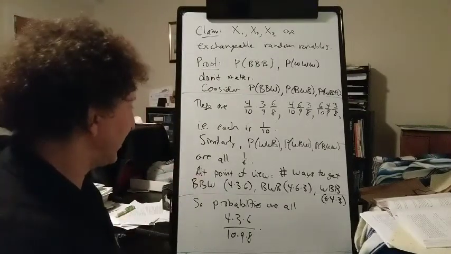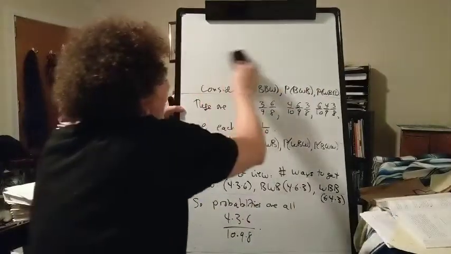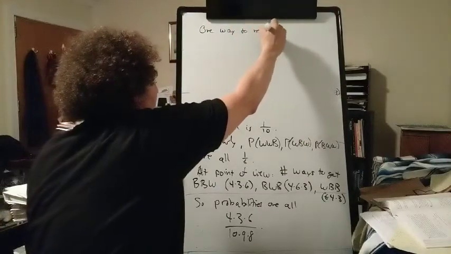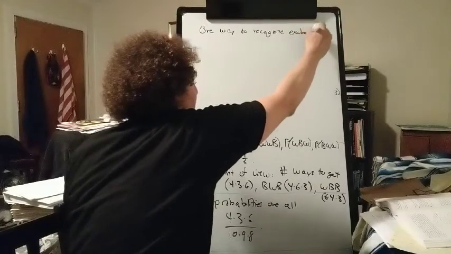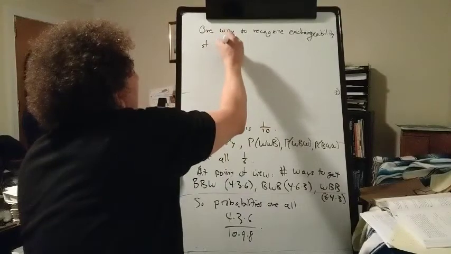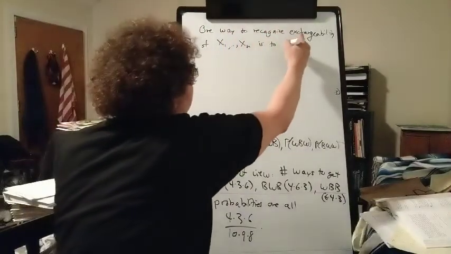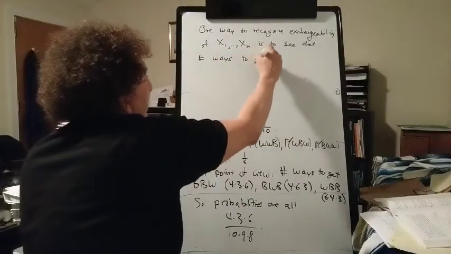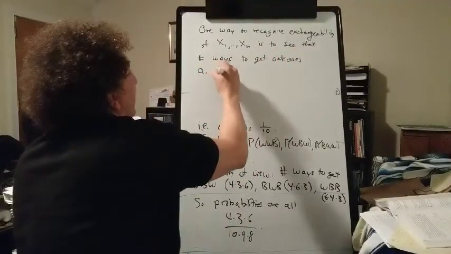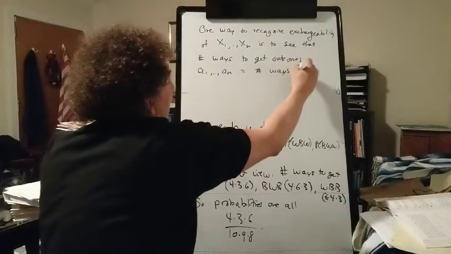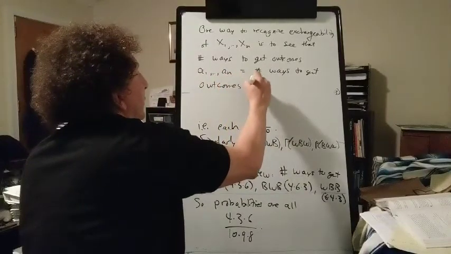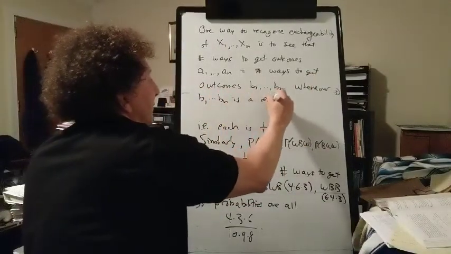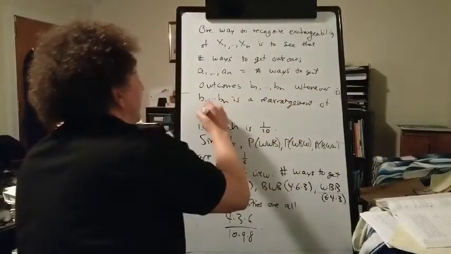So one way to recognize exchangeability of, let's say, n random variables is to see that the number of ways to get outcomes A1 through An equals the number of ways to get the outcomes B1 through Bn whenever B1 through Bn is a rearrangement of A1 through An.